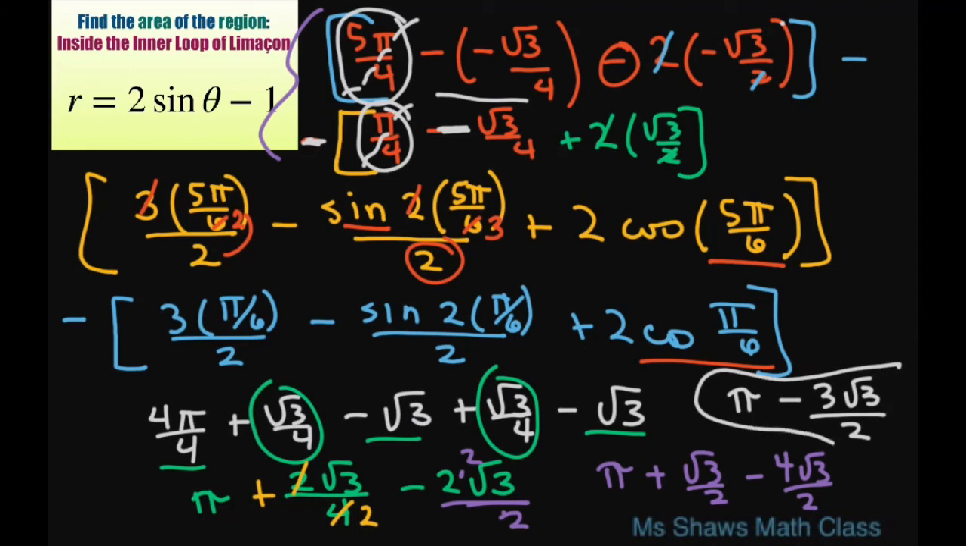That is it. If you put it in the calculator, you're going to get 0.544. This one you really have to be careful with all your signs and everything. This part here took the longest.